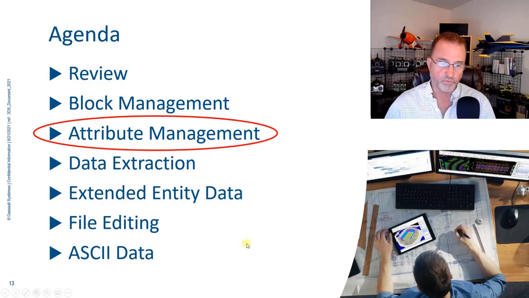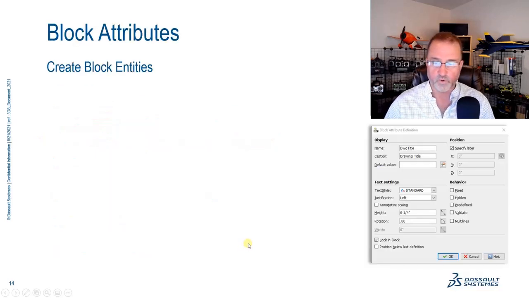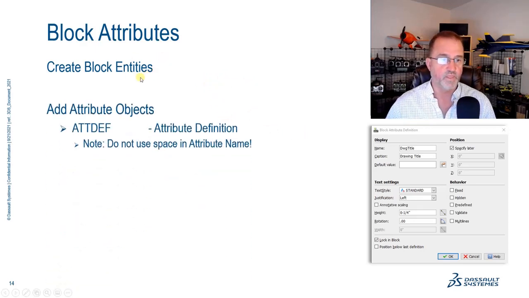Now let's talk about attributes. How do we create them, and what's the sequence of events to get the data in there and or retrieve that data? Now, a couple things I wanted to point out about attributes. First we create a block, and then we use a command called ATTDEF, attribute definition, to create an attribute that we place within that block. And when we do this, it's going to ask for a name, a caption, and a default value.